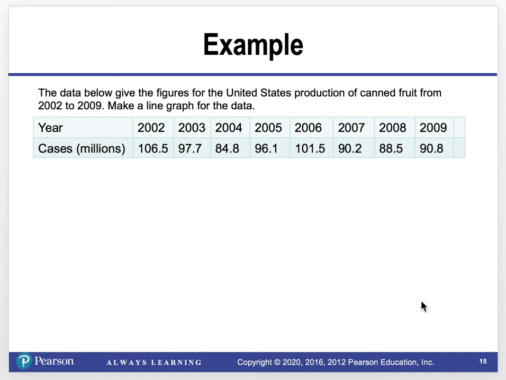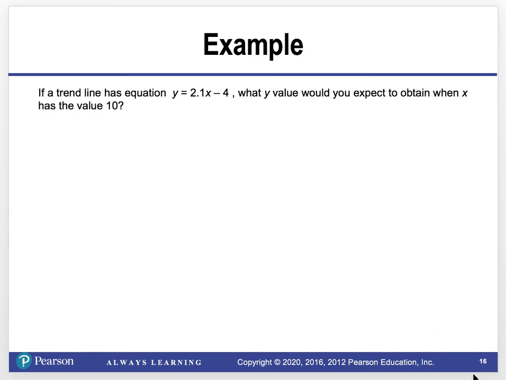Let's see what we have next. If the trend line has this equation, what y value would you expect to obtain when x has the value of 10? So sometimes when they're talking about the trend line on the scatter plots, they're going to ask you questions about the specific trend line. What would the equation of the trend line be?